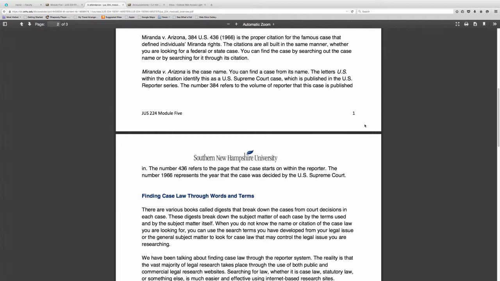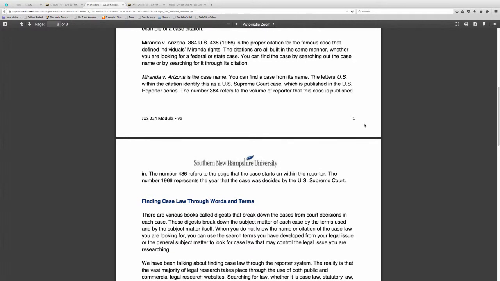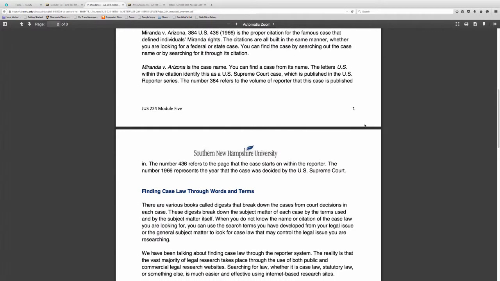Arizona and find that case. The letters U.S. within the citation identify this as a United States Supreme Court decision, which publishes in the U.S. Reporter series. The number 384 refers to the volume of the reporter. Now remember, the reporter is this book, if you will, that the case is published in. The number 436 refers to the page that case starts on within the reporter.